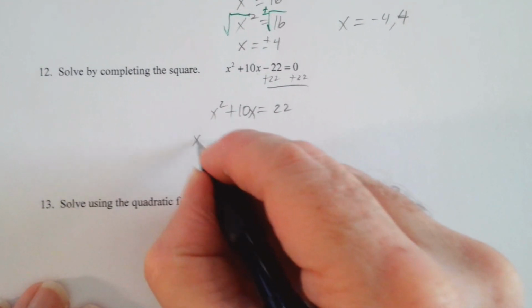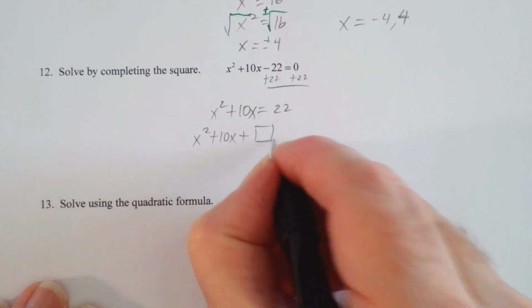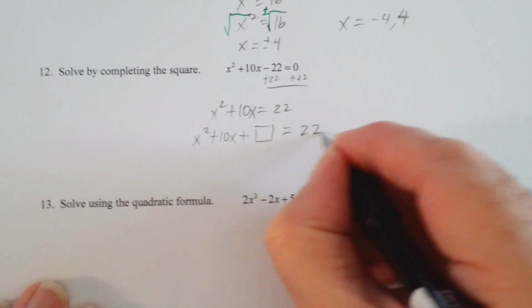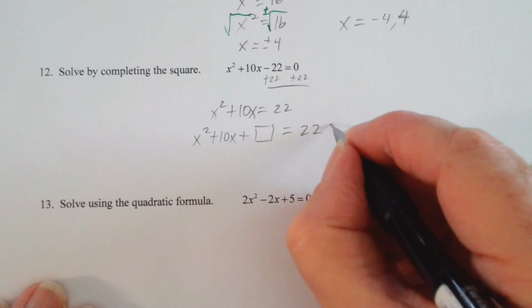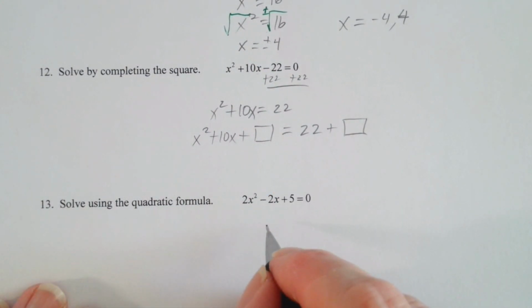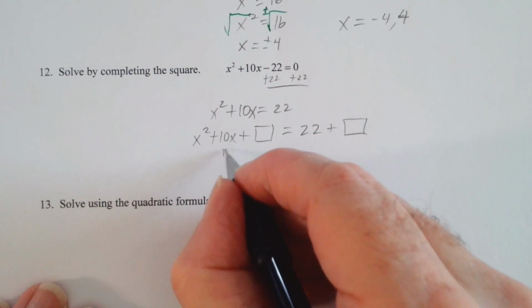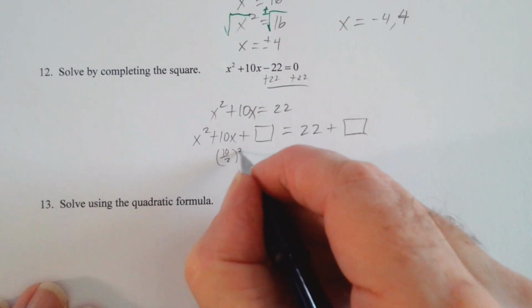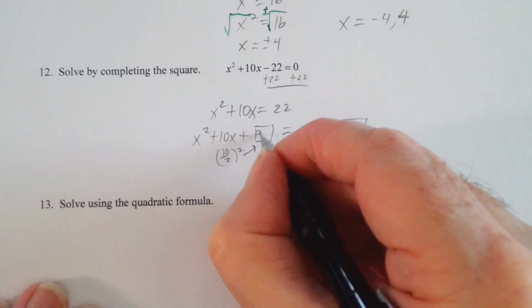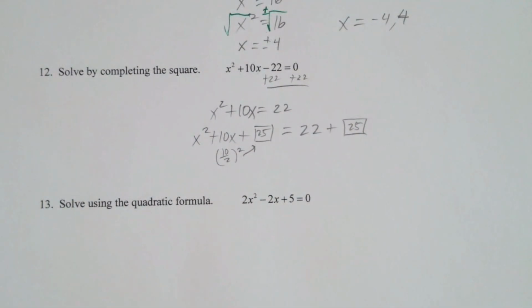here. And so we'll take the x squared plus 10x. Now I like to make a little square here, but you just need to add a number there. For me, it's a visual, putting a little square in there. So I'll take half of 10, which is 5, and I'll square that, and I get 25. So we'll add 25 to both sides. Remember, whatever you do to one side, you do to the other.